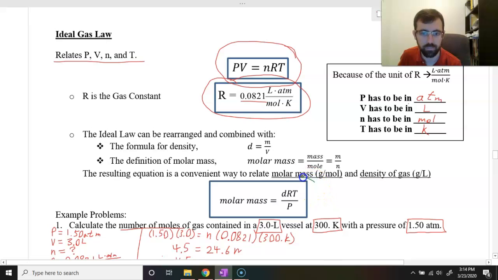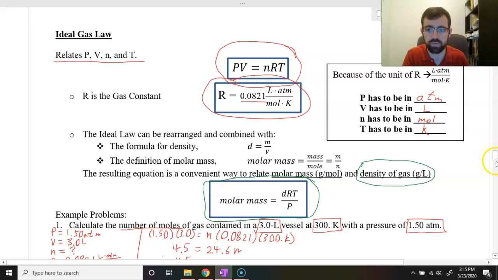Easiest thing probably is just to memorize molar mass equals dRT over P. It almost sounds like dirt over P. Molar mass equals dirt over P. We're only going to do that if we are dealing with density. If density is not involved in the question, it's just not really worth using this equation. It's a lot easier to use PV equals nRT unless density is involved. So let's go ahead and move down to one of those problems that involves density.